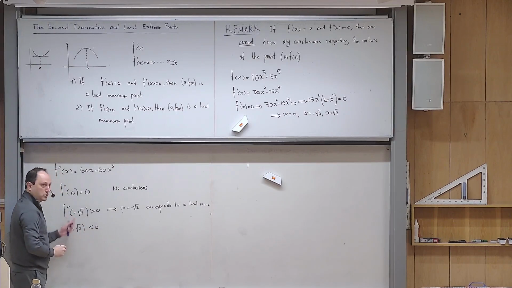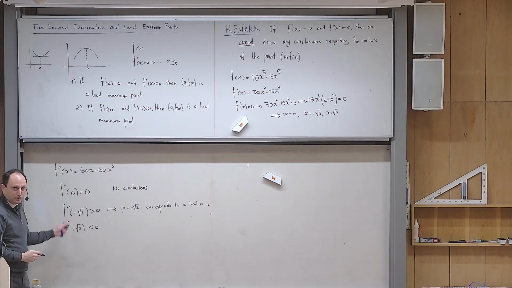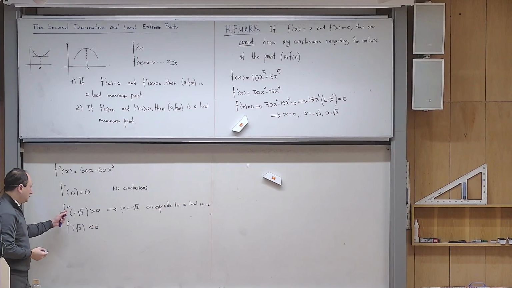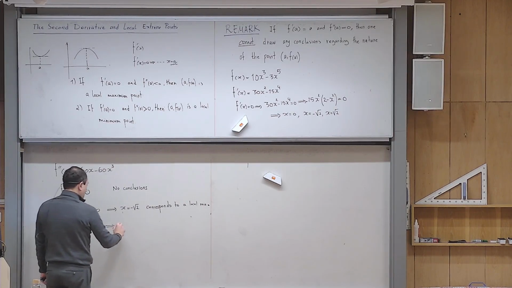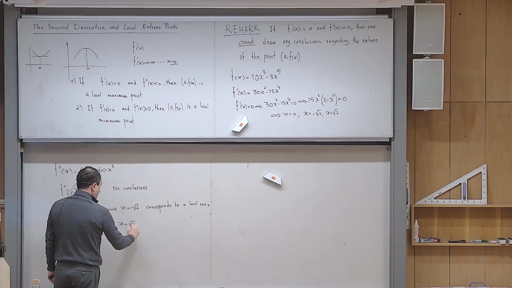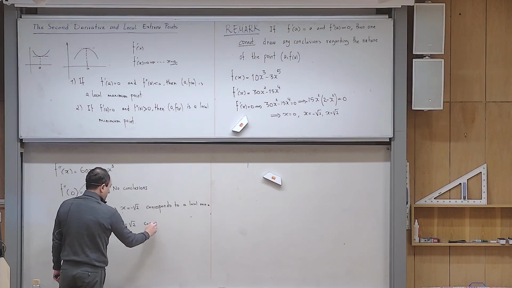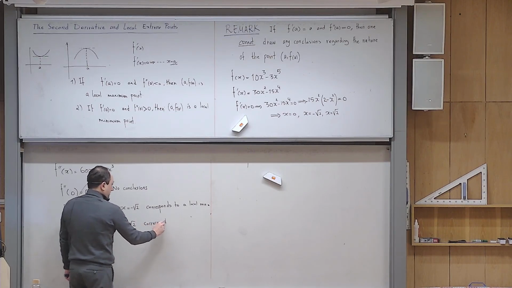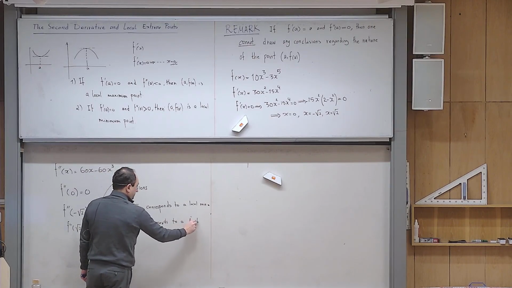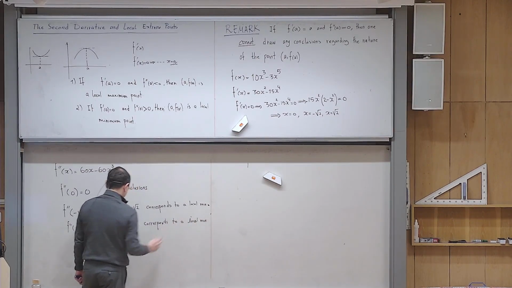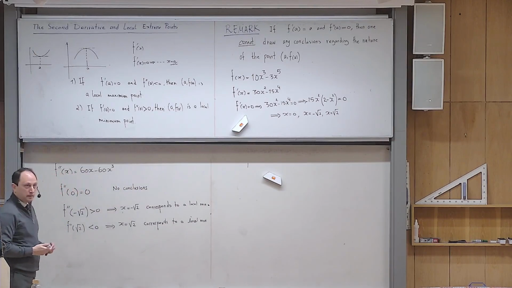So you see, I really don't care about finding the exact values here. I only care if it is positive or negative. And when I calculate that, it turns out to be negative, then it means that x equals square root of 2 corresponds to a local maximum. Okay? So this is the content of today's lesson.